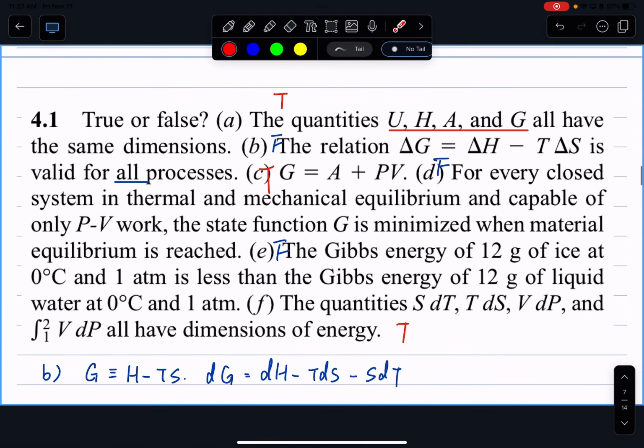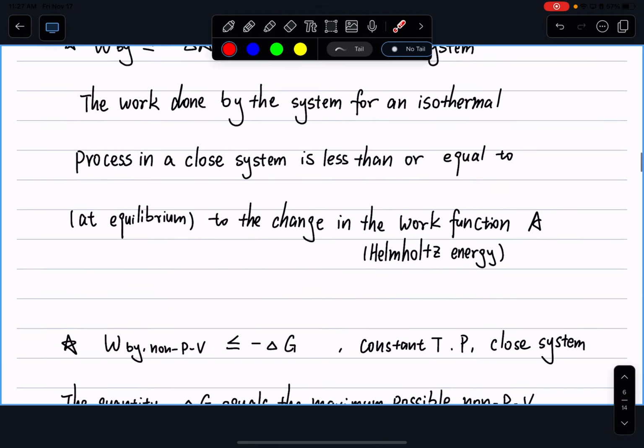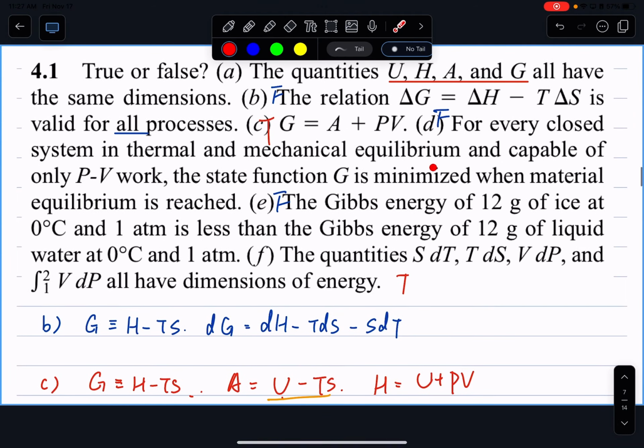Yes? Can you explain D just one more time, please? Oh, this one just says you need to be at constant temperature and pressure for the statement to hold true. But is that not what it's saying? It didn't say constant TP. So for every closed system in thermal and mechanical equilibrium and capable of only PV work, the state function is minimized when material equilibrium is reached. It didn't specify constant TP. I got that one wrong too. I know. Well, at equilibrium doesn't tell you anything about pressure and volume or something.